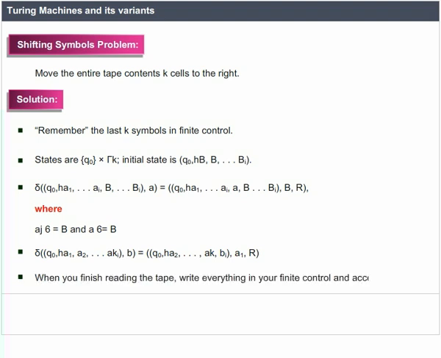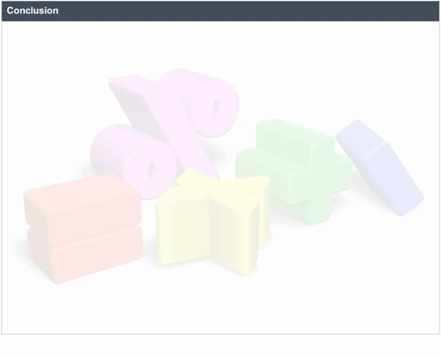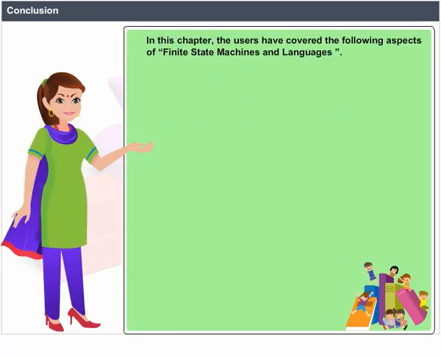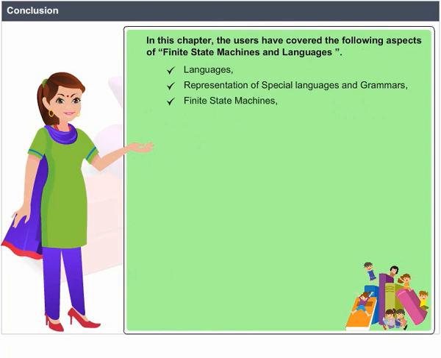Conclusion. In this chapter, the user has covered the following aspects of finite state machines and languages. Languages. Representation of special languages and grammars. Finite state machines. Semigroups, machines and languages. Machines and regular languages. Simplification of machines.